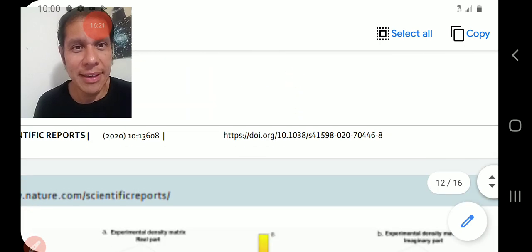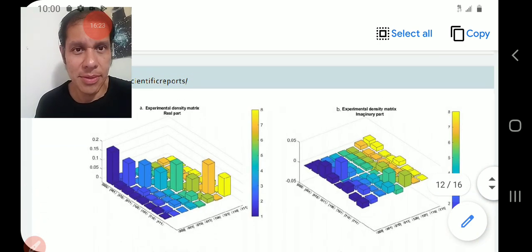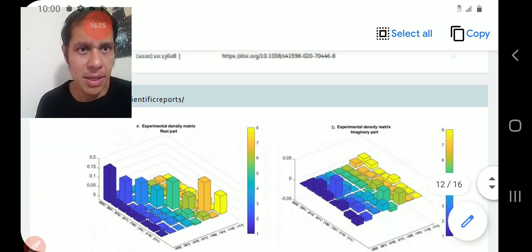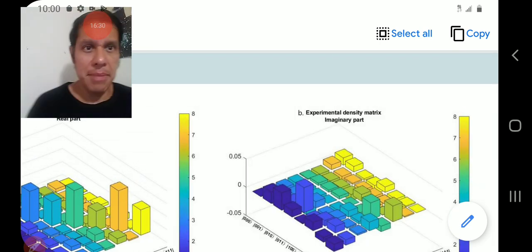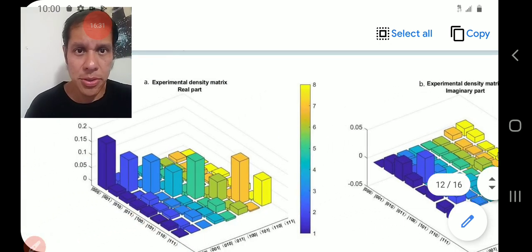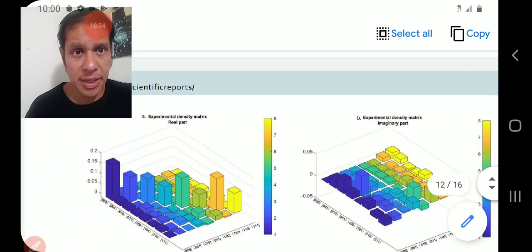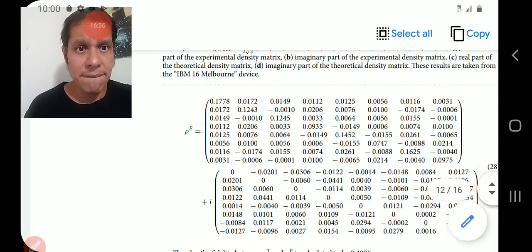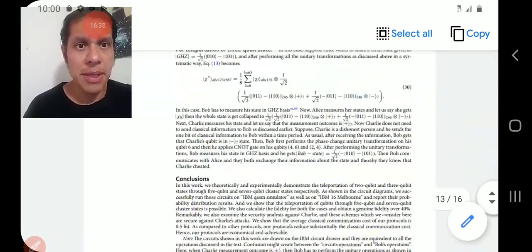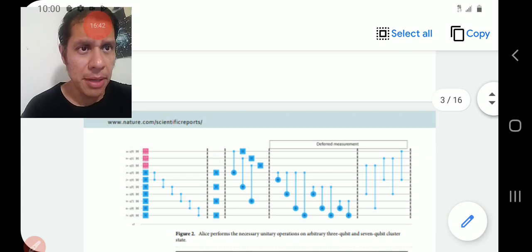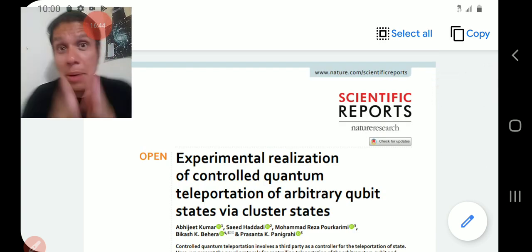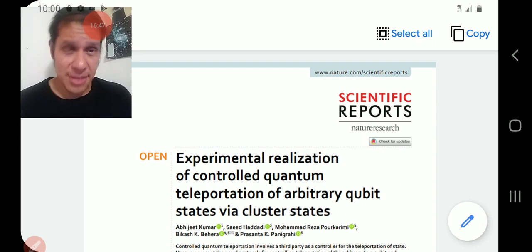And let's see what else we got. So yeah, experimental density matrix, imaginary part versus the real part. And of course that's what you would have expected. All right, so the point of this paper is that you can come up with your own teleportation schemes, and as you can see, they're doable.